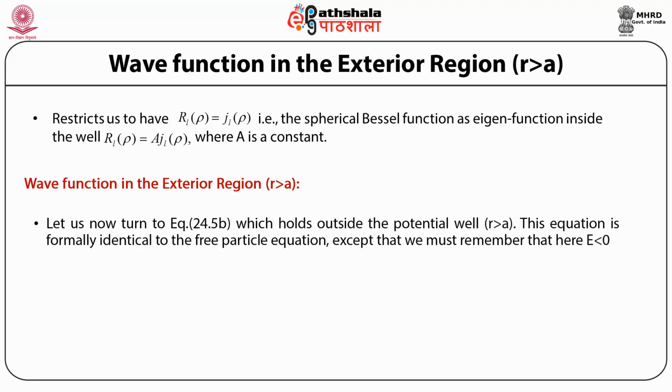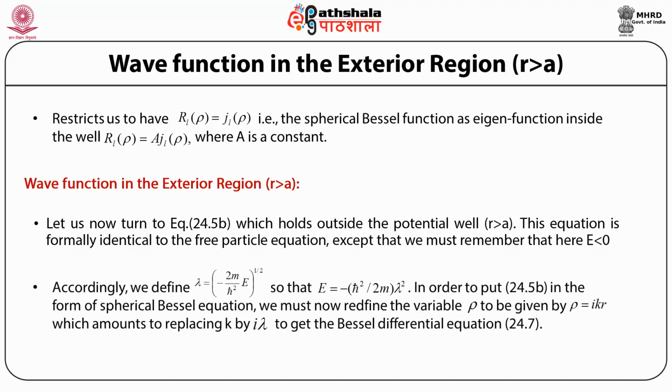Let us now turn to equation 24.5b, which holds outside the potential well, r greater than a. This equation is formally identical to the free particle equation, except that we must remember that here E is less than 0. Accordingly, we define lambda equals minus 2mE by h bar square to the power half, so that E equals minus h bar square by 2m into lambda square. In order to put 24.5b in the form of the spherical Bessel equation, we must now redefine the variable rho to be given by rho equals i lambda r, which amounts to replacing k by i lambda to get the Bessel differential equation 24.7.